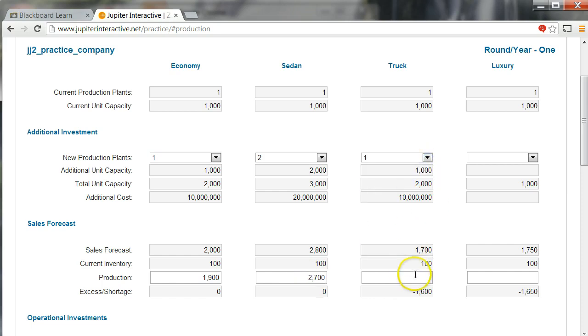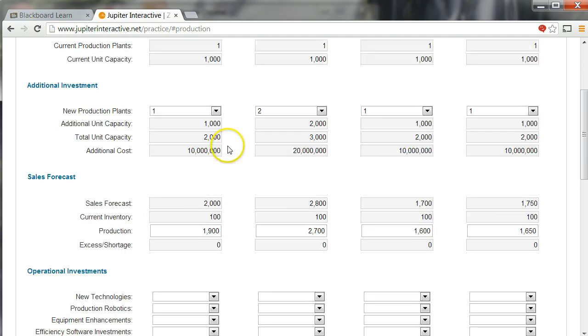Here again, I just have to buy one production plant so I can make the cars I'm forecasting, and another production plant to make the cars I'm forecasting. Okay, so my forecasts are done.